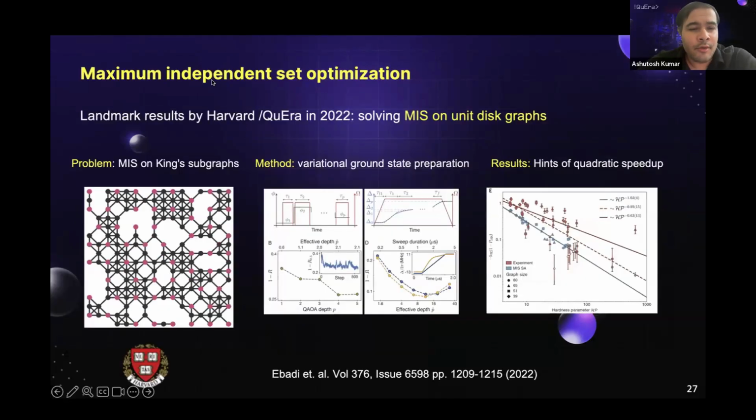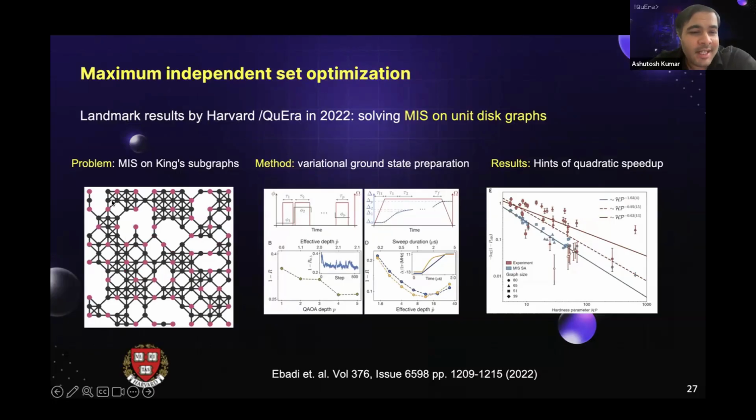So, as you already saw before, this is the maximum independent set optimization problem, which can be easily mapped to the QuEra hardware. And this is one of the early, first landmark results by Harvard and QuEra in 2022, where they attempted to solve the MIS problem on unit disk graphs.